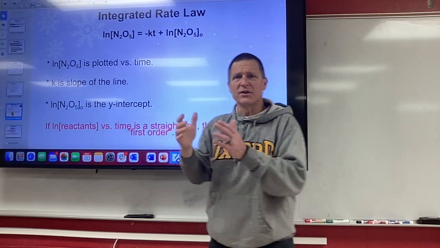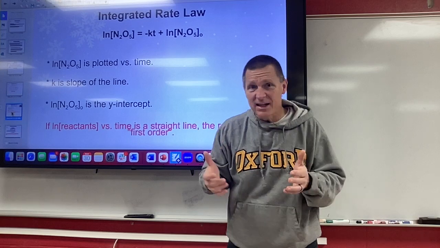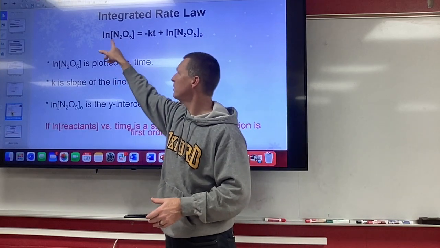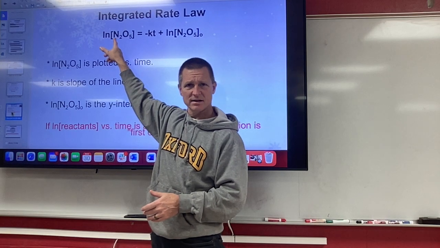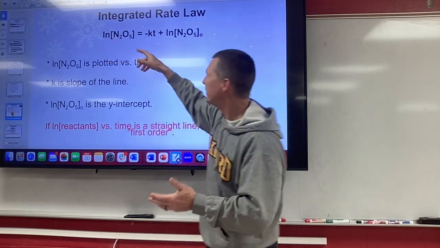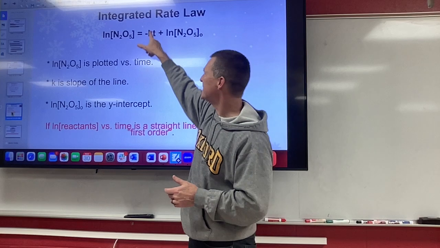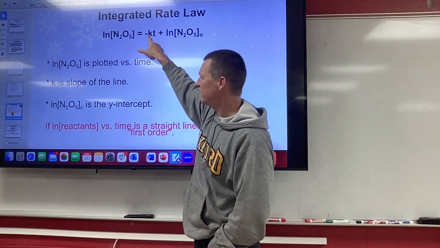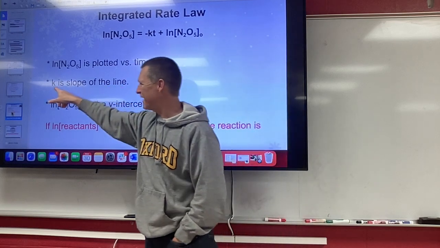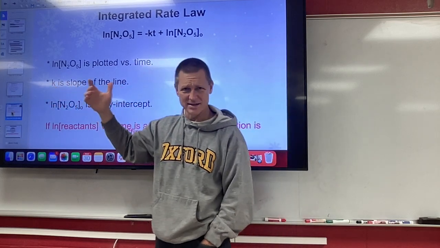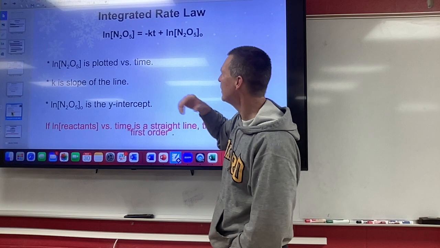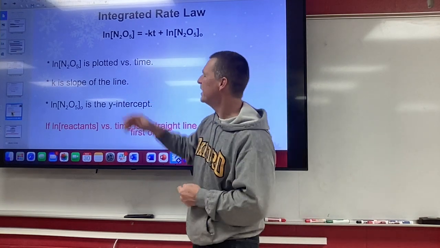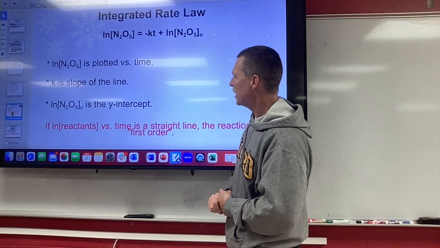So what we have here is a linear relationship. It has the form y equals mx plus b. The y term is the natural log of N2O5. The x value is the time. And so we have a slope of the line given as negative k. I actually have that wrong there. Negative k is the slope of the line. But the magnitude of k really is what I'm getting at there, is the slope.